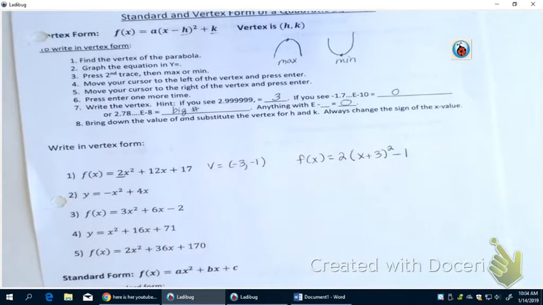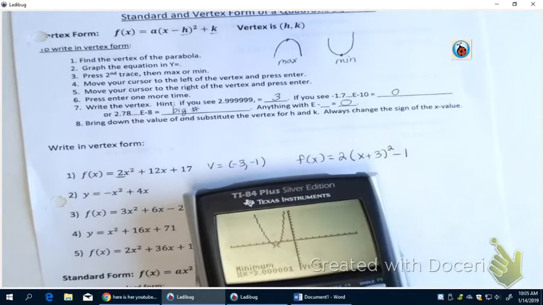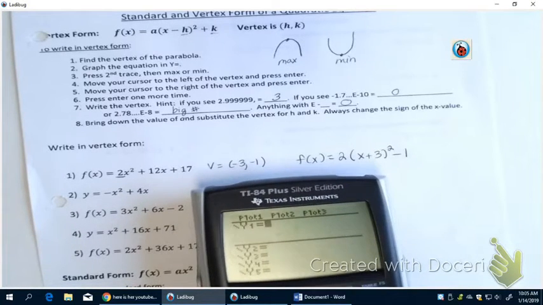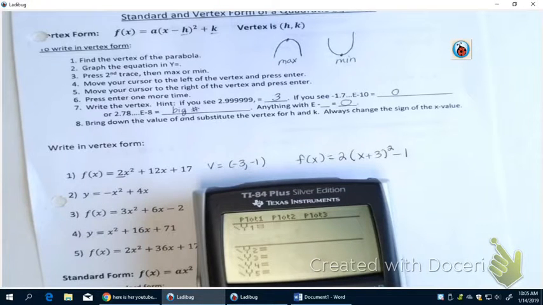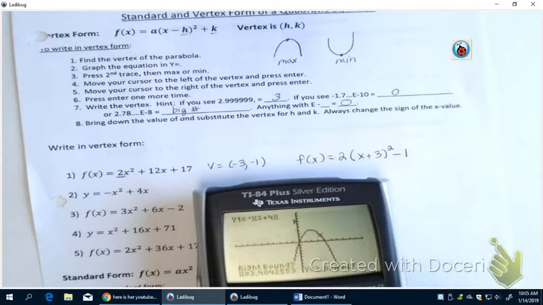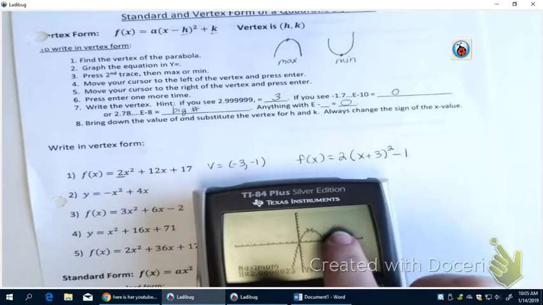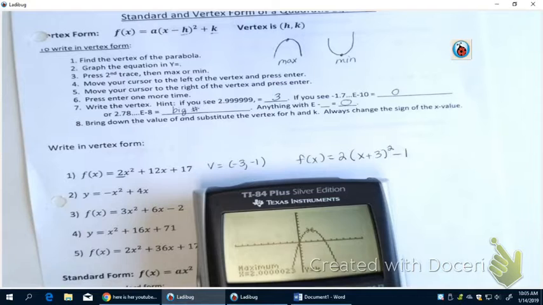Okay, let's do number 2. So I'm going to put the equation into y1 again. -x squared plus 4x. Press graph. Alright, this one is a maximum. So I go to second, calc, maximum, number 4. There's the left. So you press enter. And then there's the right. Press enter and guess. Remember, left and right has to do with left and right of the vertex. So 2, 4 is my vertex.